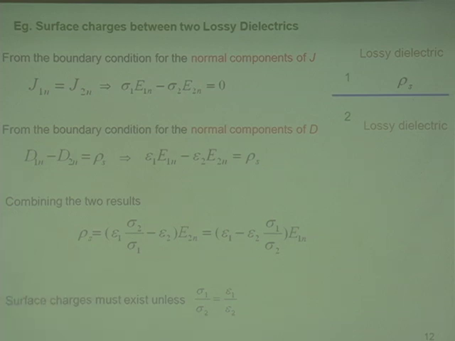OK，那只有在一个条件之下呢，你不会累积这个电荷。That is, if this ratio is maintained. Conductivity of the first material to the conductivity of second material is equal to the ratio of the permittivity of the first material and permittivity of the second material.